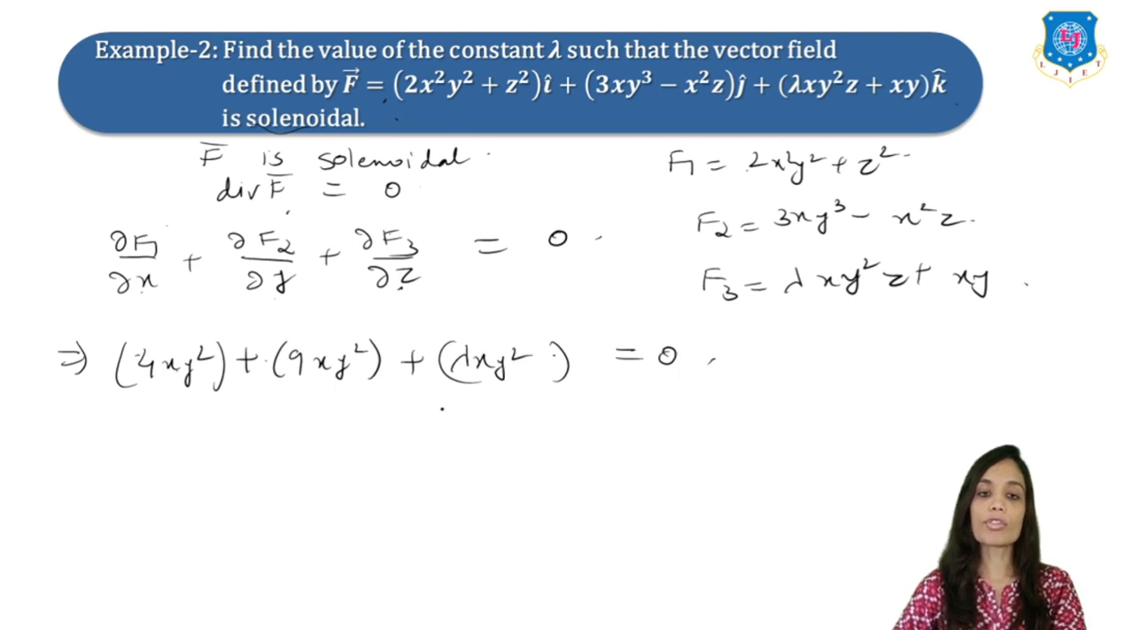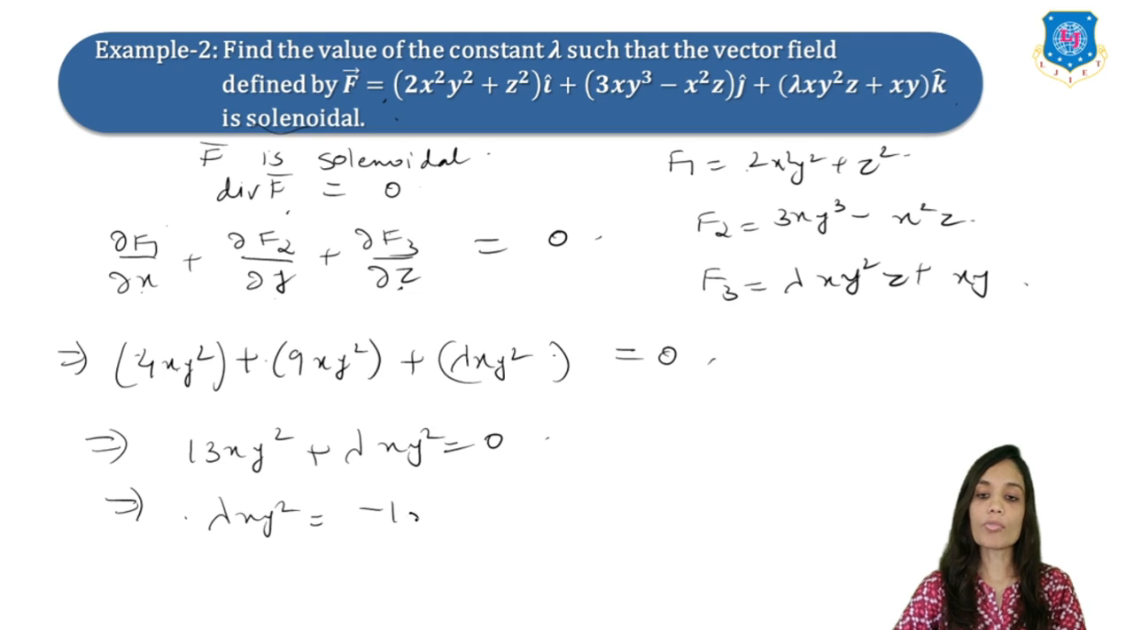Okay, this is equal to 0. Now we will get the answer as 13xy² + λxy² = 0. Now you can simplify this. So λxy² = -13xy², so these two get cancelled out. So the final value of λ is what? -13. So this is our required answer.